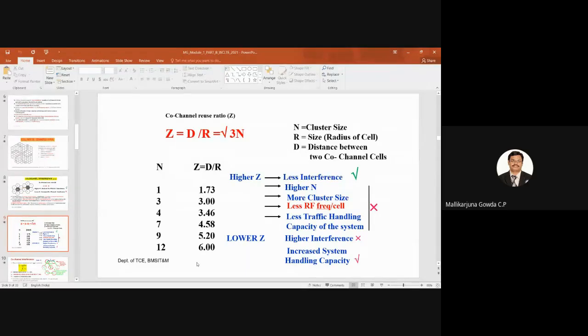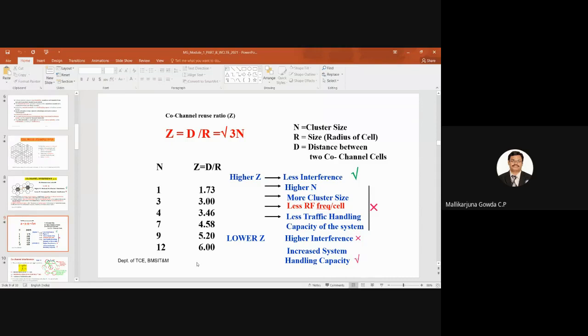If I have a lower value of co-channel reuse ratio, that leads to higher co-channel interference, but there will be an increase in the system handling capacity. So the selection of the co-channel reuse ratio plays an important role in the design of the wireless communication system, especially the wireless cellular system.